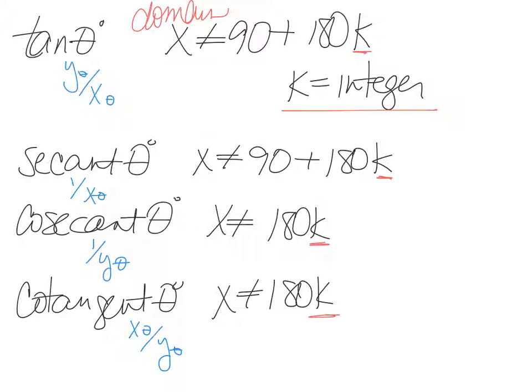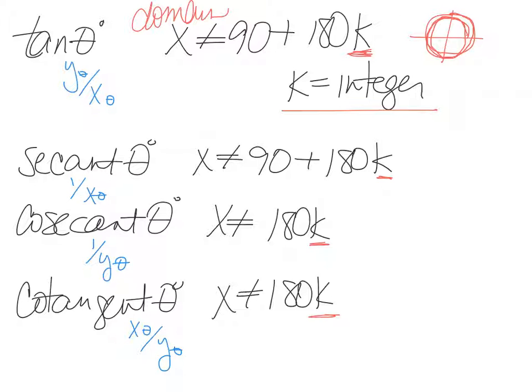For tangent theta, x can't equal 90 or any combination of 90. If we take theta and go up and hit 90 degrees, it's the y-axis, where x equals 0. Go down and hit the negative y-axis, I'm still at x equals 0. Every single time I hit the y-axis, that's why k is an integer. So this would be 90, and then 270, 450, etc. So every time I hit the y-axis, my tangent theta is undefined.